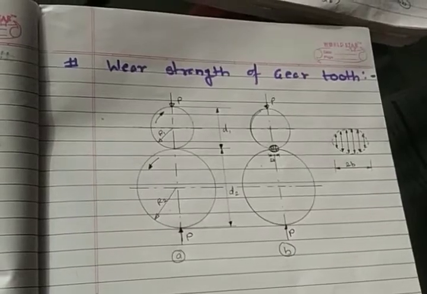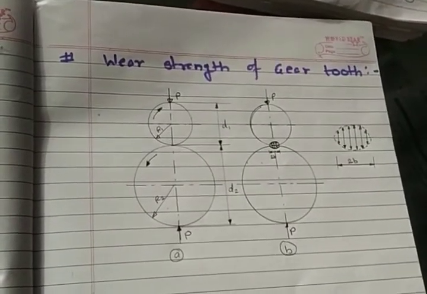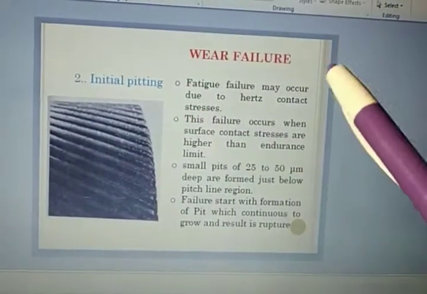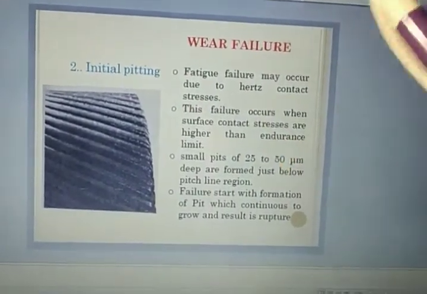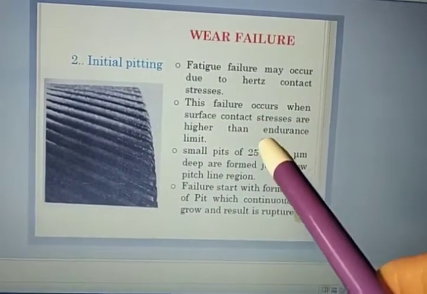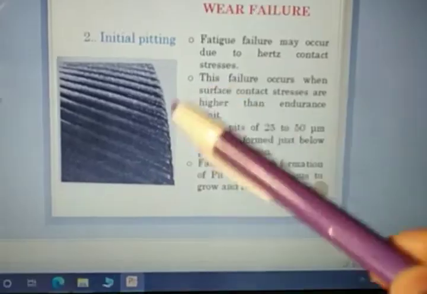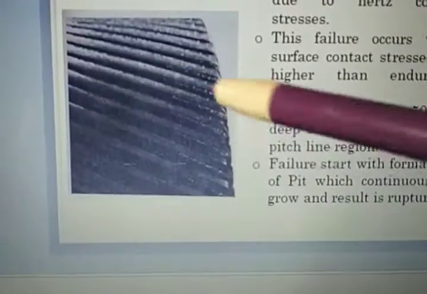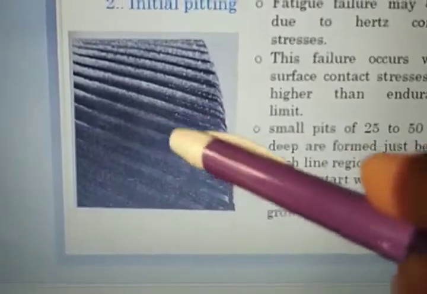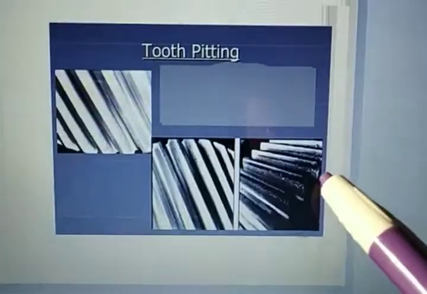Hello everyone, let's start the new topic from the unit of Spur gear, that is wear strength of gear tooth. Now we know that the failure of gear tooth is due to pitting, and this failure occurs when the surface contact stresses are higher than the endurance limit. Endurance limit is nothing but the fatigue limit. So we have seen right here pitting is on the surface of gear tooth.